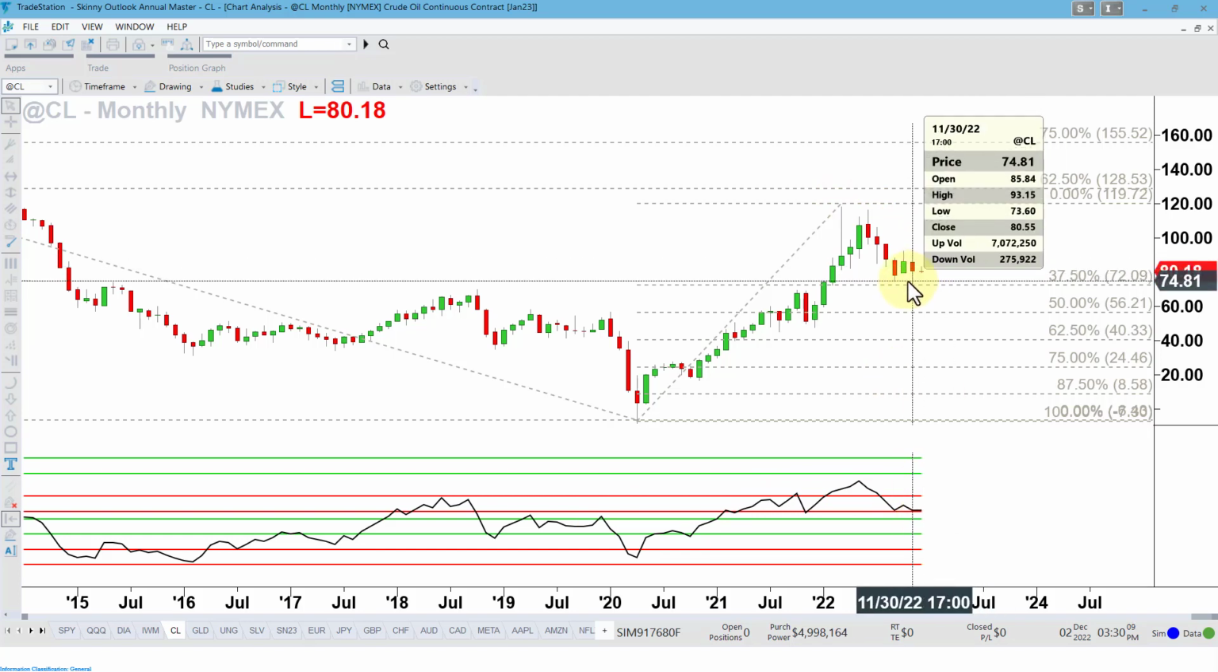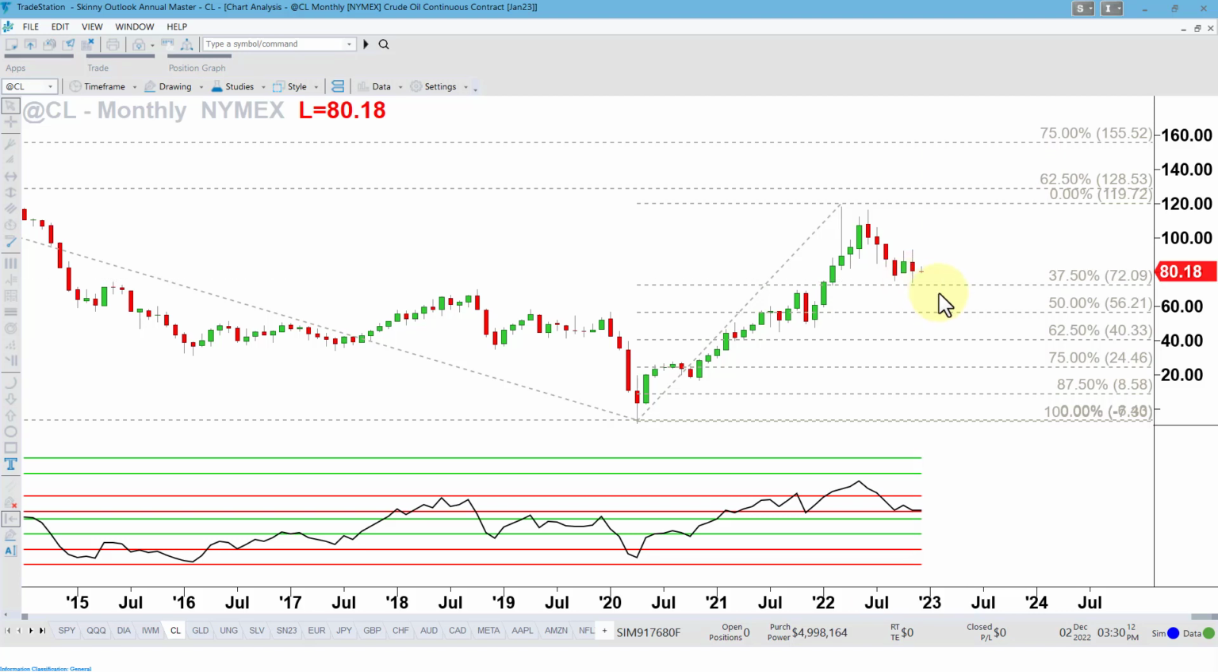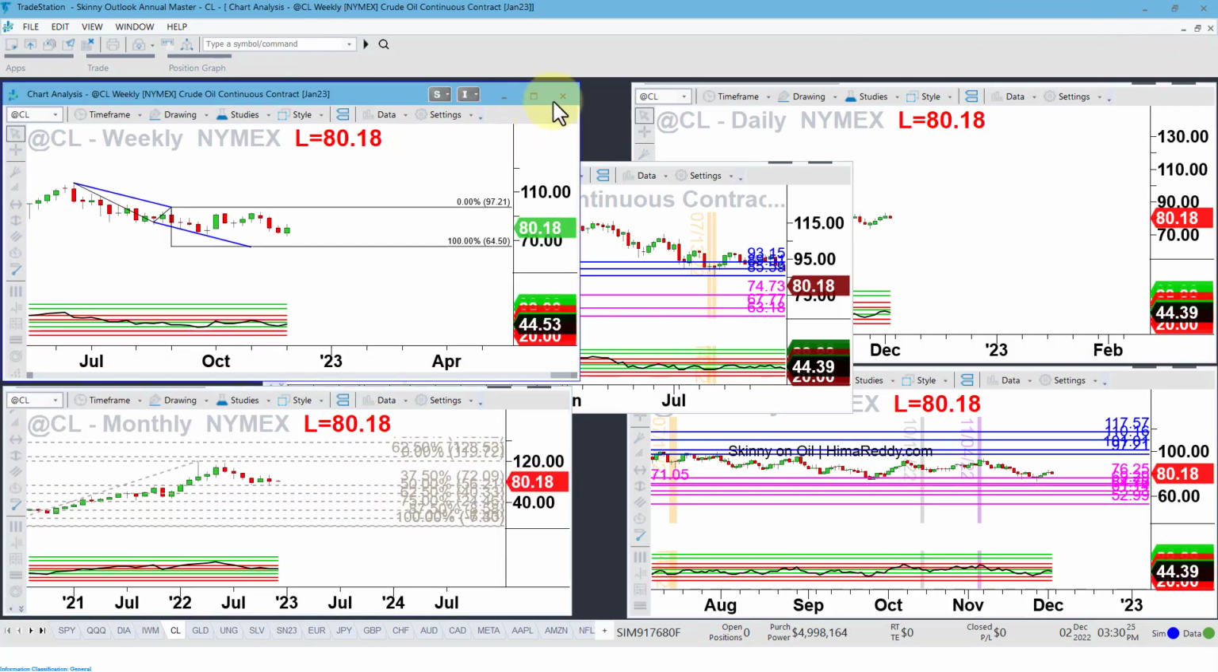So looking back at the month of November, which just finished this week, you can see that we had an outside range on the continuous chart. So that's a sign of volatility. And we are now kind of sitting in the middle of that outside range on the monthly chart. So let's go and see what this looks like on the weekly chart.